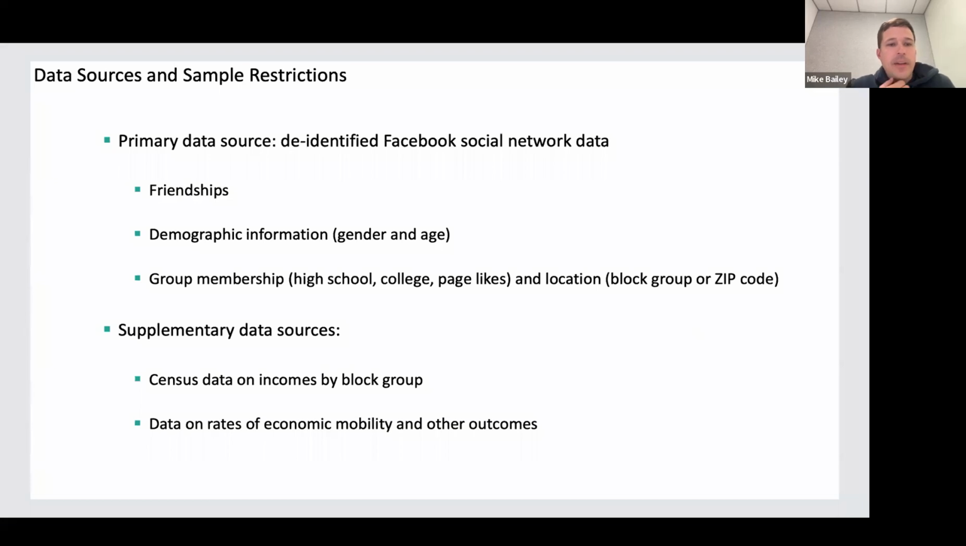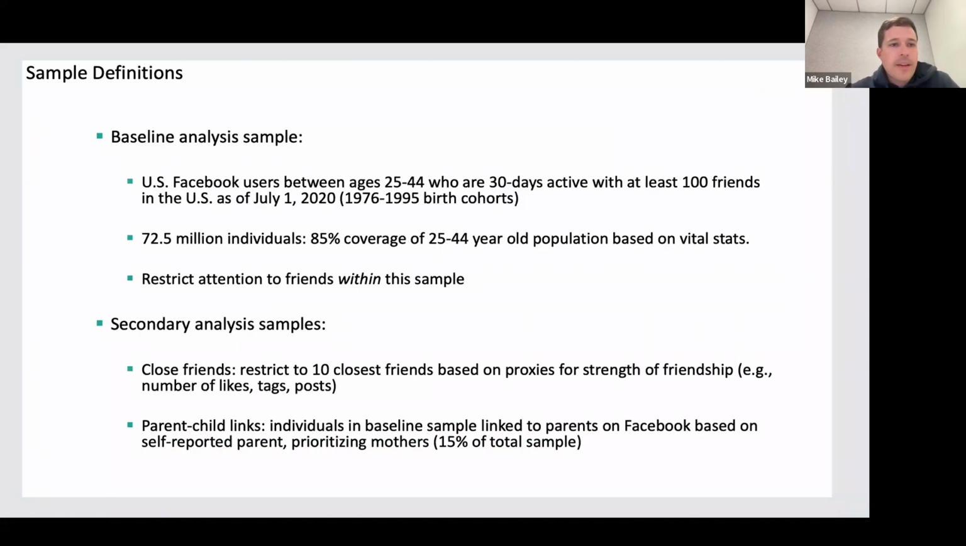Sorry, I don't list the team here, but we teamed up with a large team, including Raj Chetty, Matt Jackson, Johanna Strobel, Teresa Kukler, a large number of RAs at Opportunity Insights, and a few of us at Facebook to study this. Most of our data came from de-identified Facebook social network data, including friendships, demographics, group membership, and location. And then we used supplementary data sources like census data on incomes by block group, rates of economic mobility, and other outcomes.